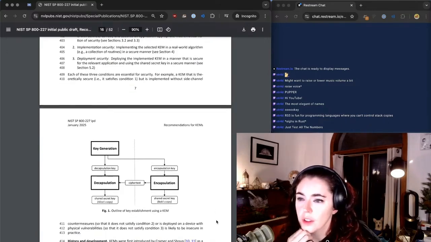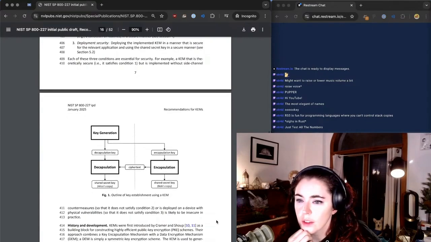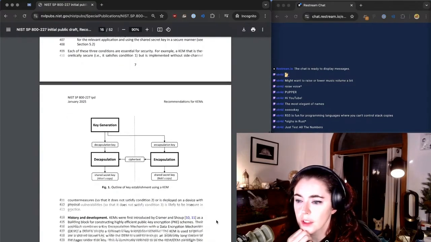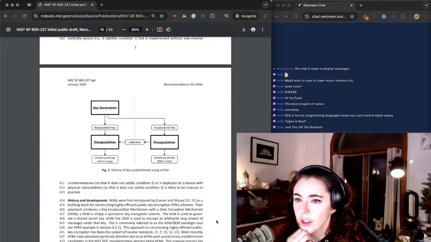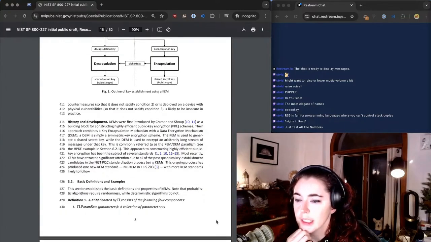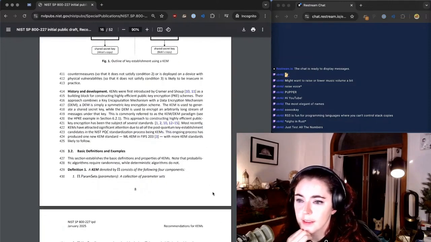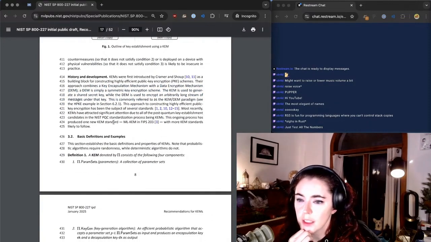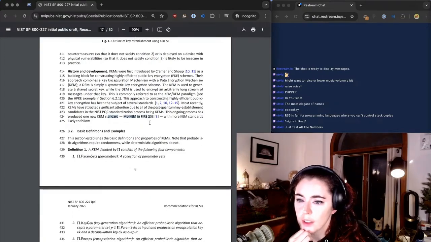Sure. Even if a KEM is theoretically secure, it should implement side channel countermeasures, otherwise it is vulnerable without side channel countermeasures, whereas deployment on devices without physical vulnerabilities is likely to be secure in practice. I agree. History. Yep. Blah, blah, blah. One new standard. More likely to follow.